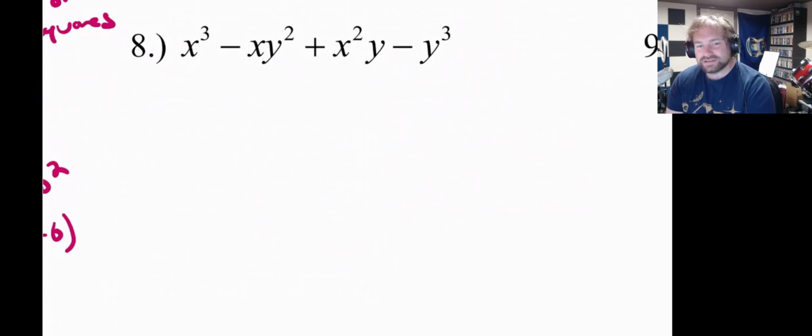Number 8. Let's see. I notice almost every term has an x in it, except for the y to the 3rd power.